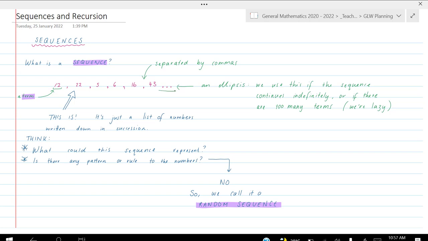And we used the word random before, and that's exactly the right word that we would use to describe this sequence. It's called a random sequence. So something that doesn't have a pattern is called a random sequence. So there's no real rule to work out what the next number is. So this one's a random sequence up here.